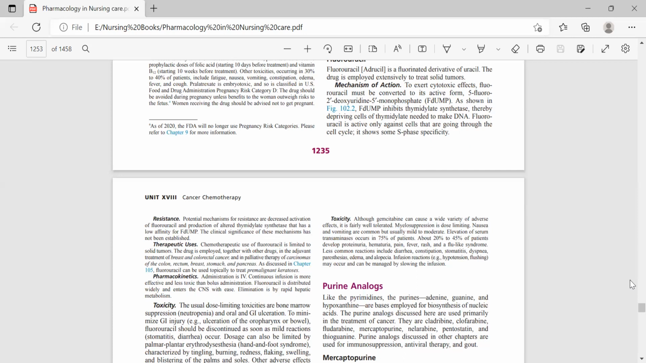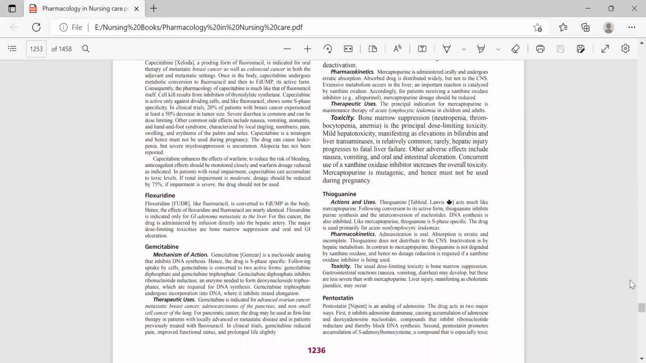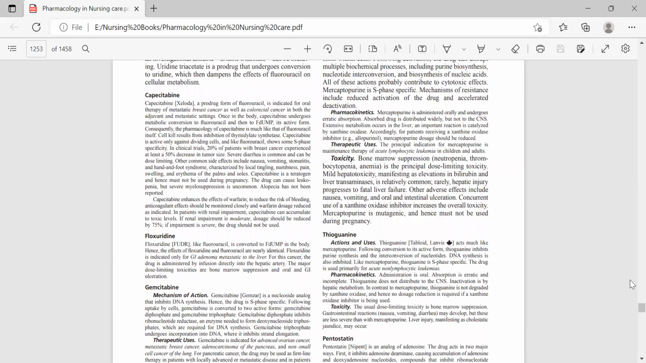The other drug is capecitabine. Now, capecitabine is a prodrug form of fluorouracil indicated for oral therapy of metastatic breast cancer as well as colorectal cancer in both the adjuvant and metastatic settings. Capecitabine undergoes metabolic conversion to fluorouracil and then to FdUMP, its active form. Capecitabine is very much like fluorouracil. The cell death occurs due to inhibition of thymidylate synthetase. Capecitabine is active only during the division of the cells like fluorouracil, so it is also S phase specific.